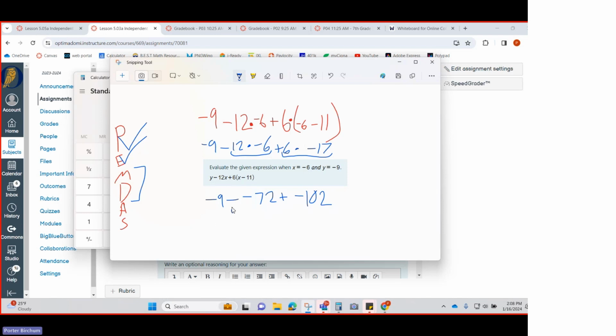Now I see a minus sign and a plus sign. What do we do first? Adding and subtracting are just as strong as each other. They're the same kind of math. So we do whichever one comes first, and that is the subtraction sign comes first in our number sentence.